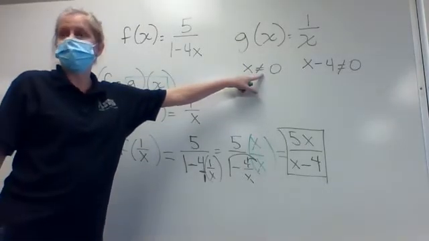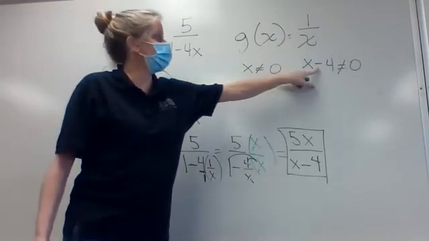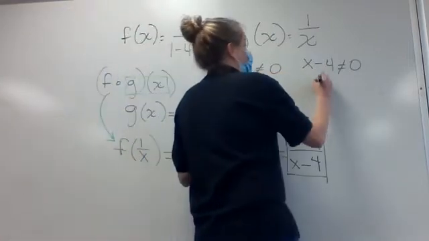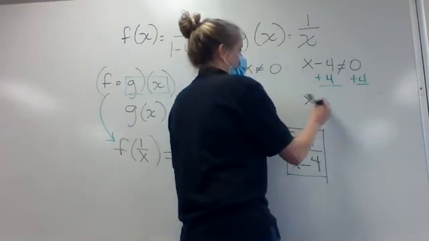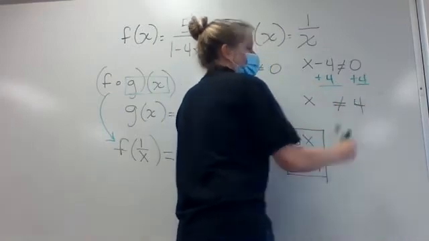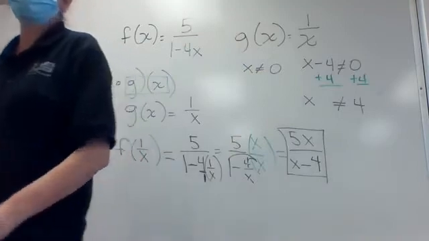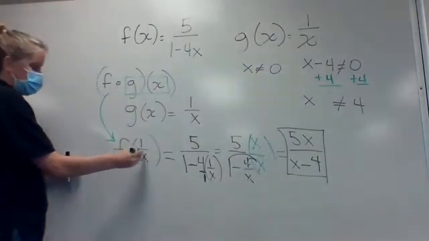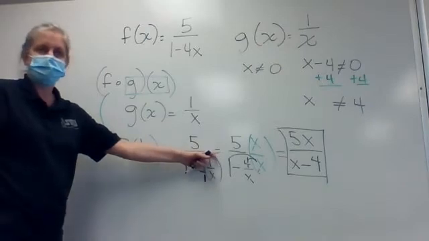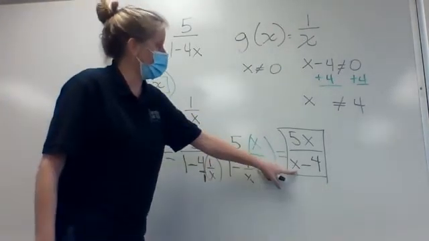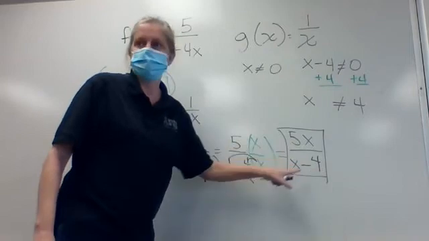So that one's already solved. How do I get this x by itself? Add 4. So x can't equal 4. So it can't equal 0, because if it equaled 0 and you put a 0 here, you wouldn't be able to plug that in because it's undefined. Also, you can't use 4 because that makes that undefined.